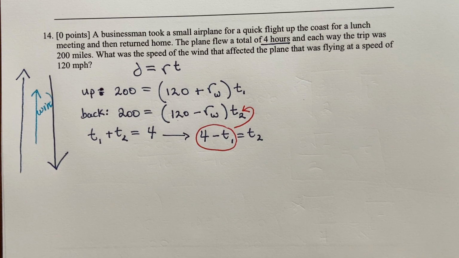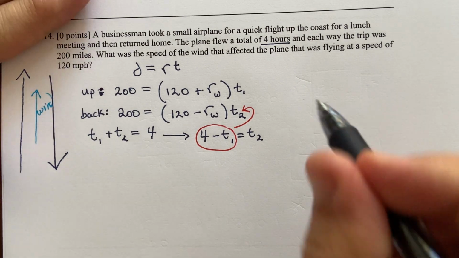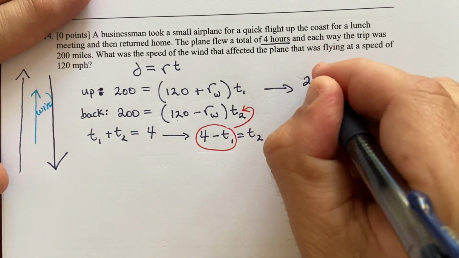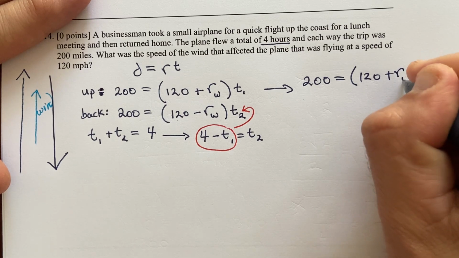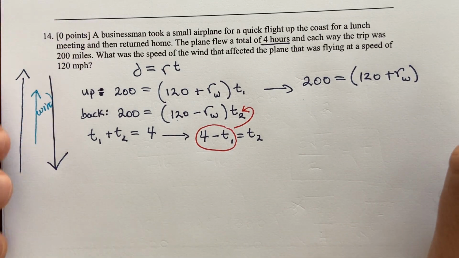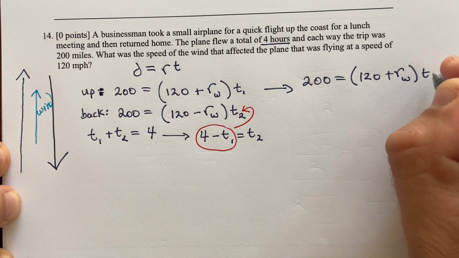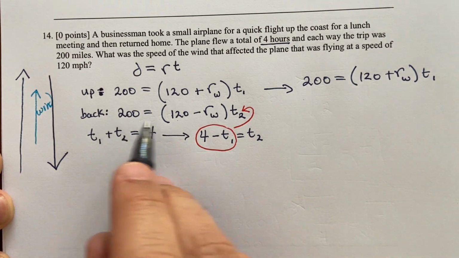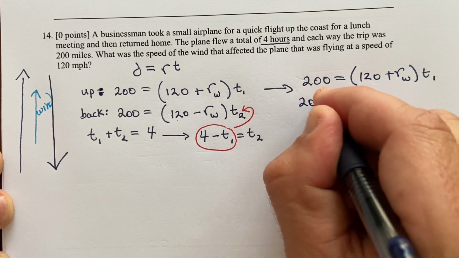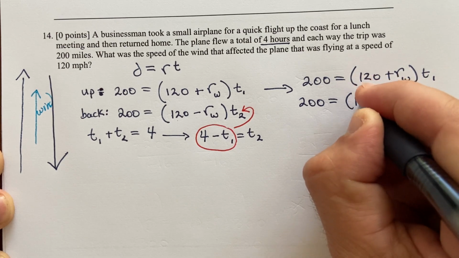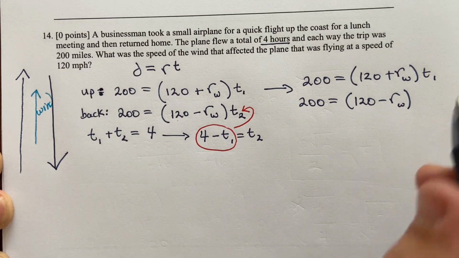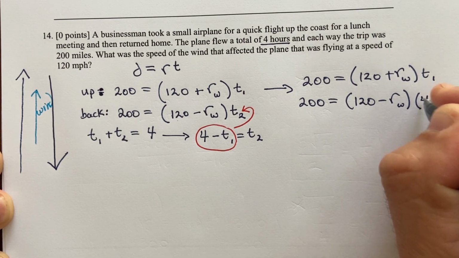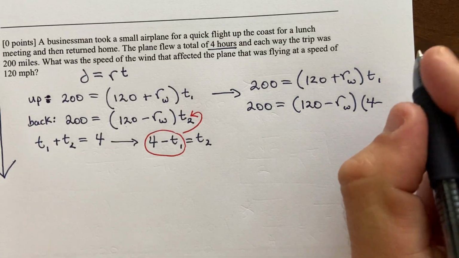Okay, so I'll go ahead and do that. So we would now have still this first equation, I'll just write it down, 200 equals 120 plus R sub W times T1. And then instead of T2, I'll have, so still the 200 equals 120 minus R sub W, and then instead of T2, I'm going to write 4 minus T1.